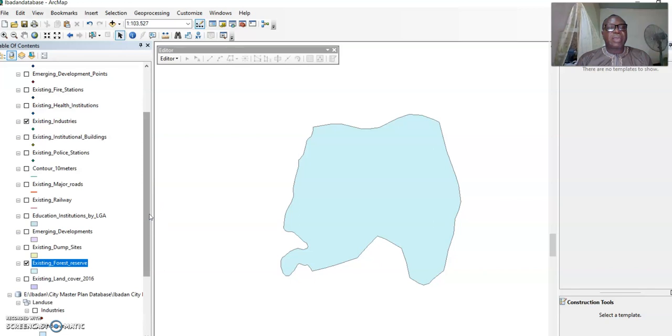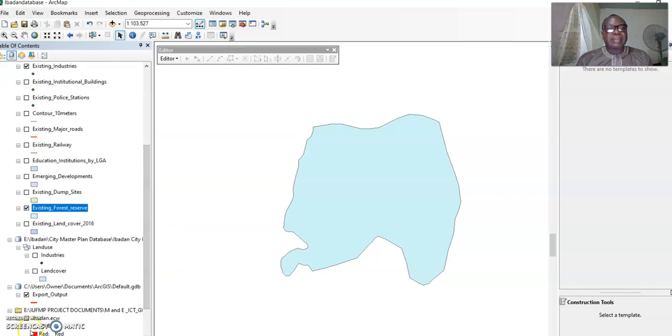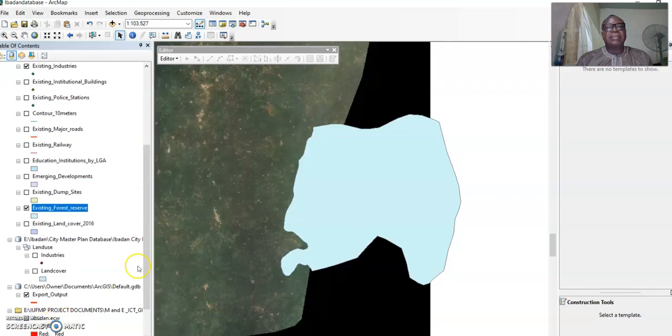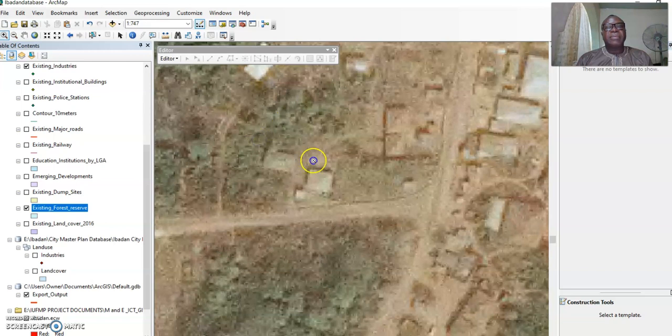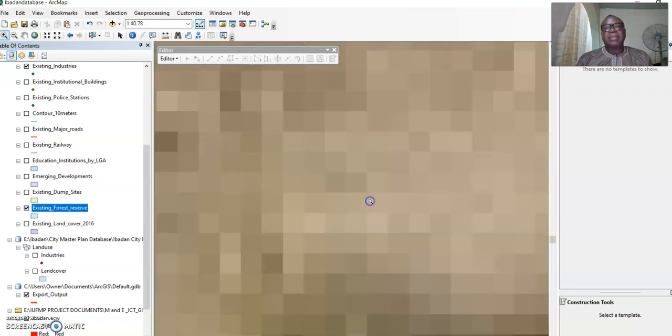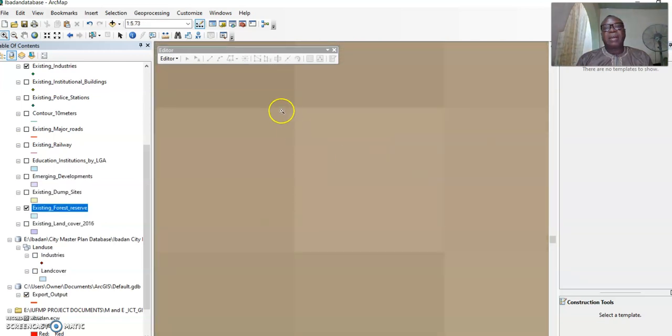So what we are looking at is that the raster data is like this, and we can zoom. When you zoom into the raster layer, you can see the pixels. We have the pixels, which are in the form of polygons.